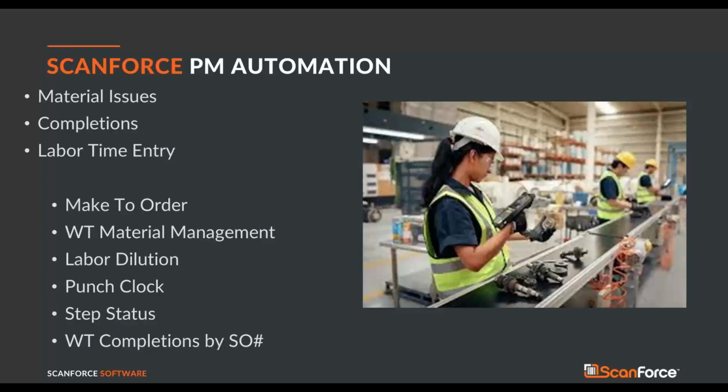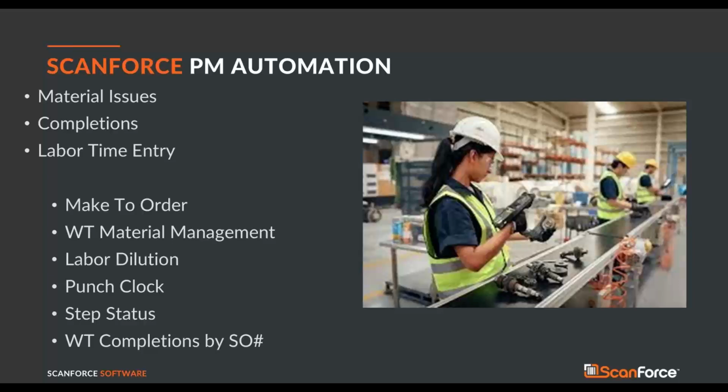Okay, labor dilution is a cool one. If you have workers that sign in to multiple jobs at the same time, let's say they clock into 3 jobs and they do that for an hour. Well, it's going to look like they did an hour on job 1, an hour on job 2, an hour on job 3. They worked for 3 hours in 1 hour's worth of time on the clock. That's a pretty good job. But we know that's not true.